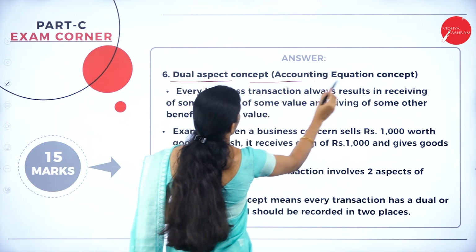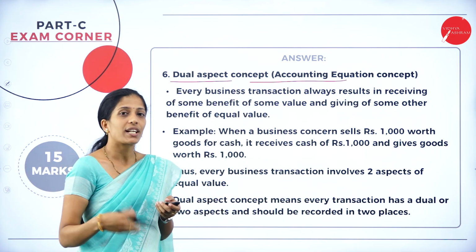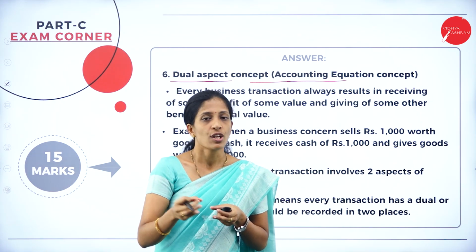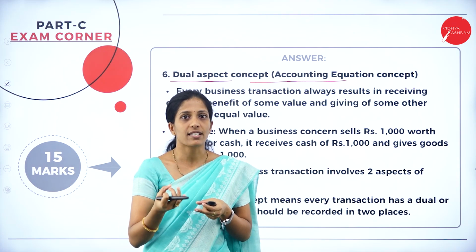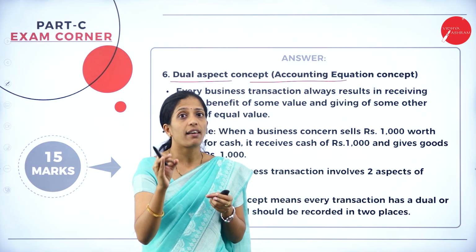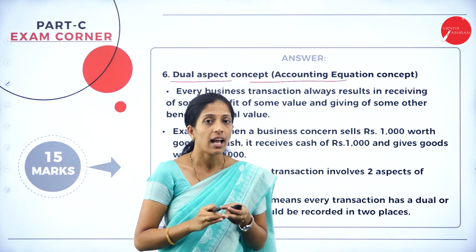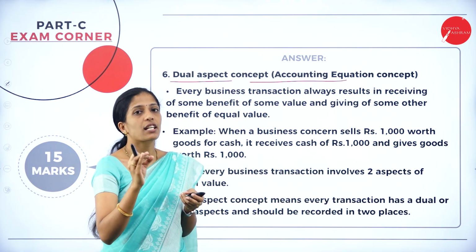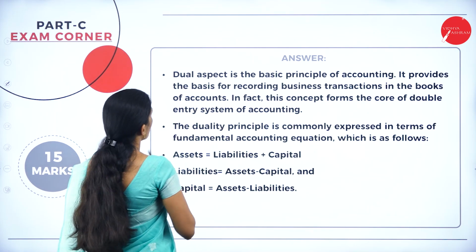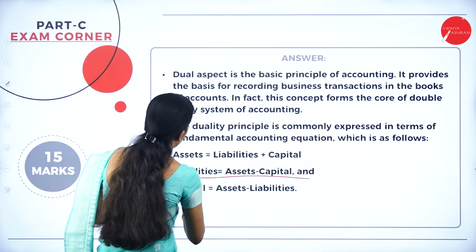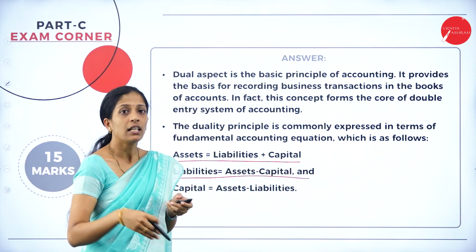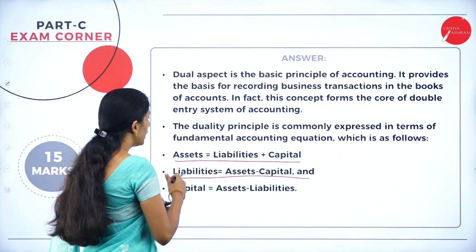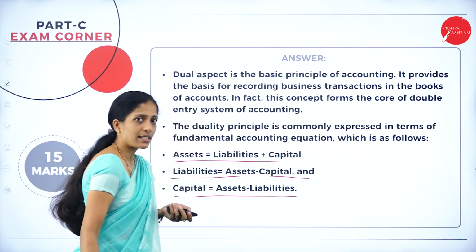Next, dual aspect concept or accounting equation concept. It tells us for each and every transaction there is a debit with a corresponding credit. We will come across this under the double entry system of bookkeeping, which tells us for each and every debit there should be a corresponding credit. It is also called the accounting equation concept, where assets is equal to liabilities plus capital. You can reverse that formula and write liability is equal to assets minus capital, and capital is equal to assets minus liabilities.